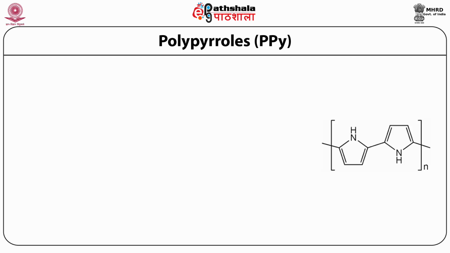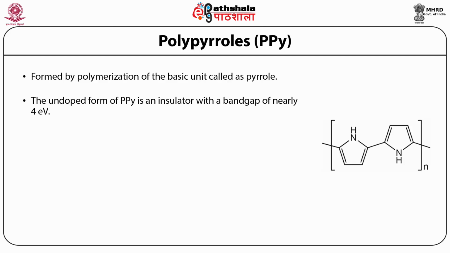Polypyrrole is an organic polymer which is formed by polymerization of the basic unit called pyrrole. The schematic representation of polypyrrole is shown below. The undoped form of polypyrrole is an insulator with a band gap of nearly 4 electron volts.